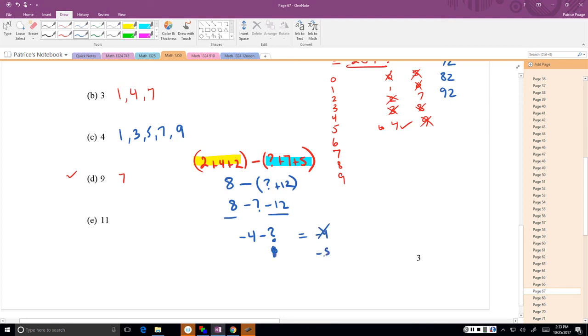Is that divisible by 11? If I put a 2 in there, I'd get negative 6. Is that divisible by 11? What do I need to put in there? A 7. Because negative 4 minus 7 is negative 11, which is divisible by 11. All right.